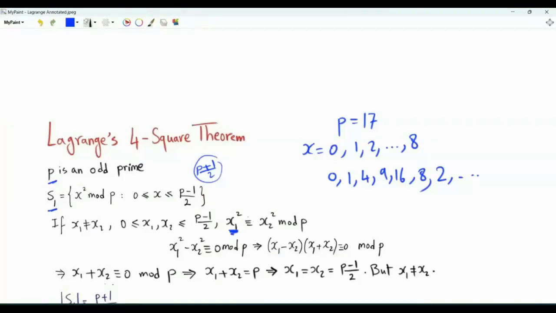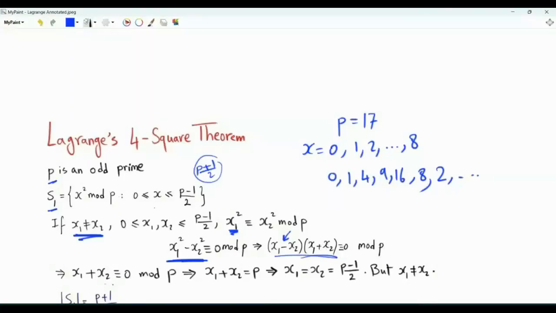Suppose that x1 squared is congruent to x2 squared mod p. Then x1 squared minus x2 squared is congruent to 0 mod p. So this means that this difference of two squares, or this product (x1 minus x2) times (x1 plus x2), is divisible by p. Because p is a prime number, then p divides x1 minus x2, which is not the case. So p must divide x1 plus x2.